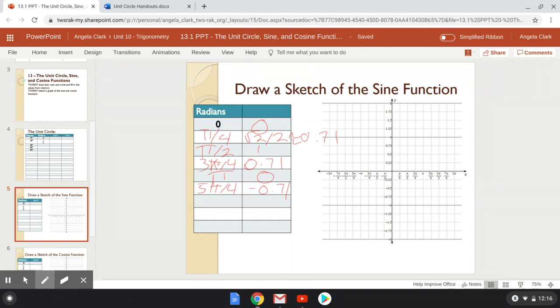And then 3 pi over 2. So that's the negative y-axis, so it's going to be negative 1. Remember, sine corresponds with y, so that's negative 1. Sine of 3 pi over 2. Sorry, I lost my place. 3 pi over 2. 7 pi over 4 is next. 7 pi over 4 is going to be, again, 45 degrees, fourth quadrant this time. So sine is again negative.